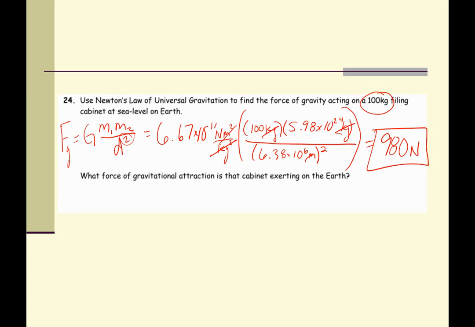So the next thing it says, what force of gravitational attraction is the cabinet exerting on the Earth? So we just figured out what the force of the Earth is on the cabinet. Now we're looking at what's the cabinet on the Earth. Well, that's going to be 980 newtons. And that's going to be 980 newtons because of Newton's third law.